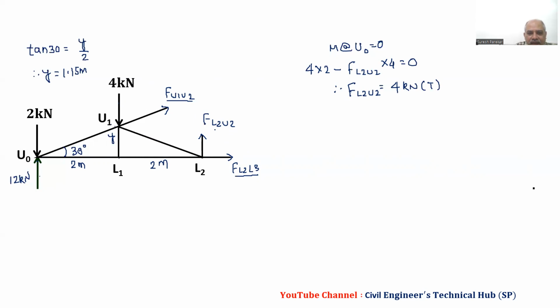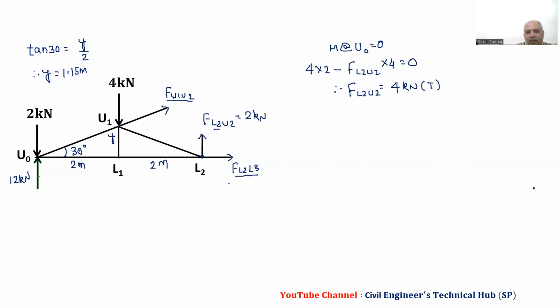Now generally the first letter will be whichever joint you are looking at. So for this, we have L2U2, force is the same as U2L2, both are tensile. For U1, we write U1U2 because we have joint U1, and for L2L3, we write L2L3 because we have L2 as the joint. So we have the force in this member as 2 kilonewton.